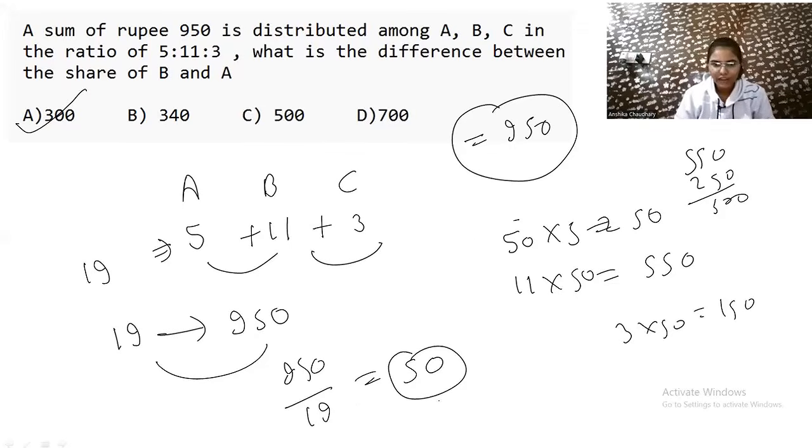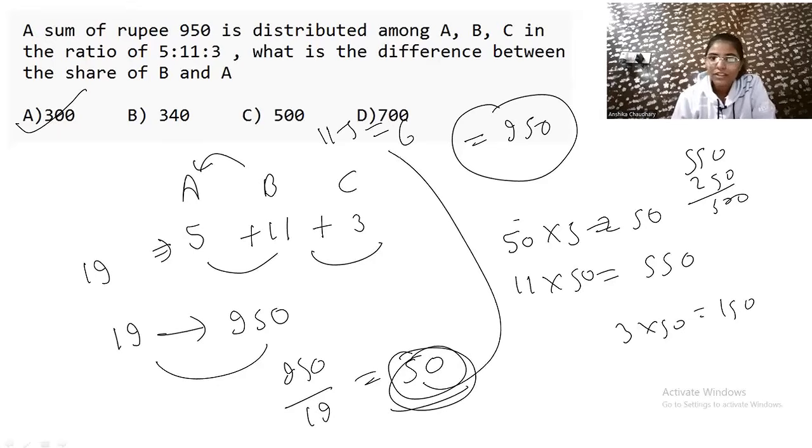Now you have found that one part is 50. Just from here you can find out the difference of A and B share. So 11 minus 5 will become 6. Now simply multiply this 50 with 6. So 50 into 6 will be 300.